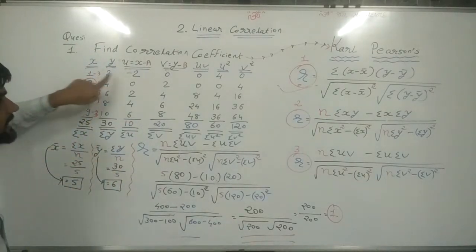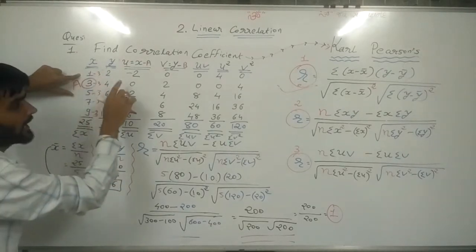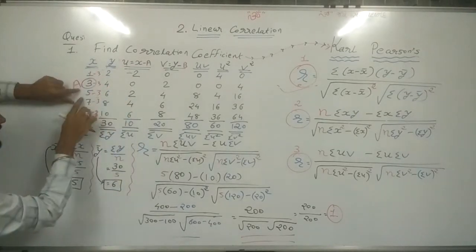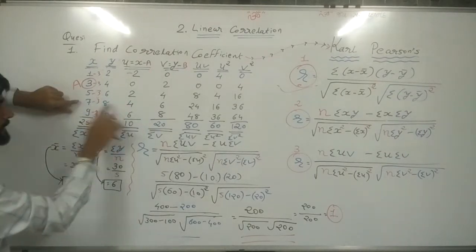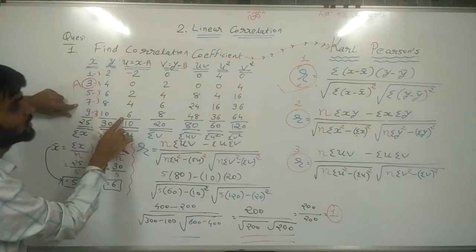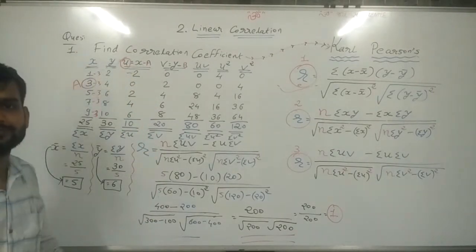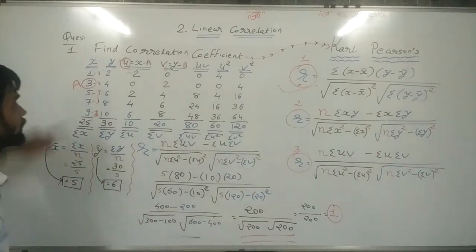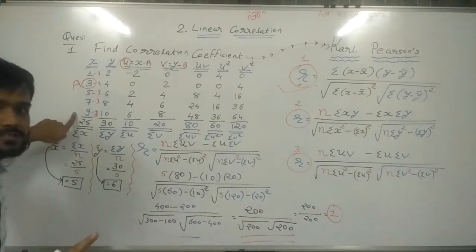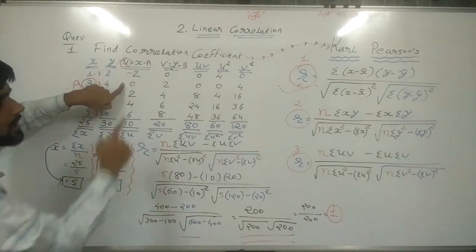So 1 minus 3, answer is minus 2. 3 minus 3, answer 0. 5 minus 3, 2. 7 minus 3, 4. 9 minus 3, 6. So I get u. If I deduct the assumed value from all the values of x, then whatever value we get, listen, it's u.